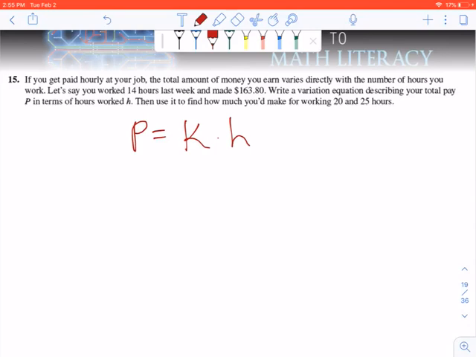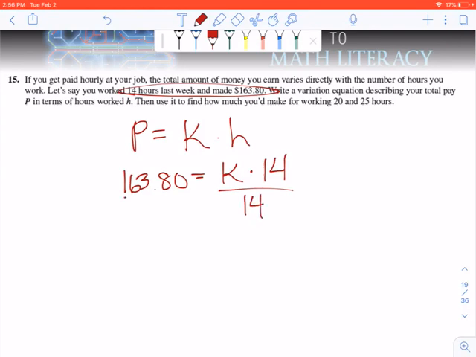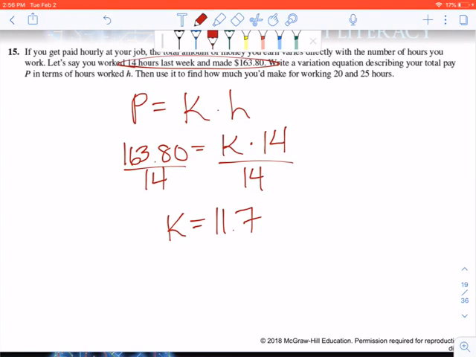So I need to plug in what it tells me for 14 hours in order to figure out what K is. So my total was $163.80. That's my total pay. Then H is 14. Now that's the same thing as 14K, and I'm multiplying, so to get rid of the 14, I would divide by 14. And when I divide, I get K equals 11.7. So it's $11.70 per hour.